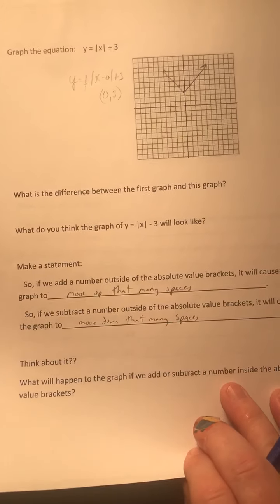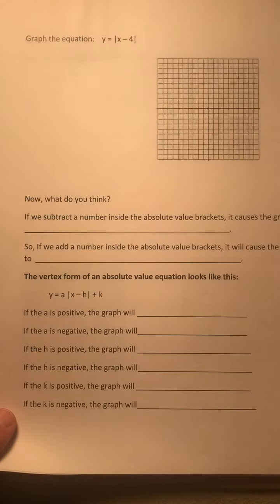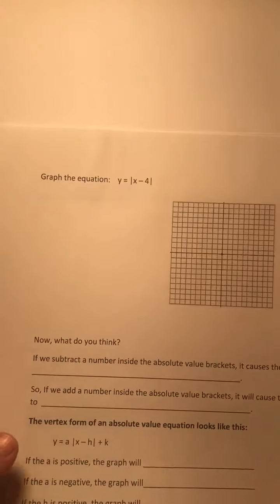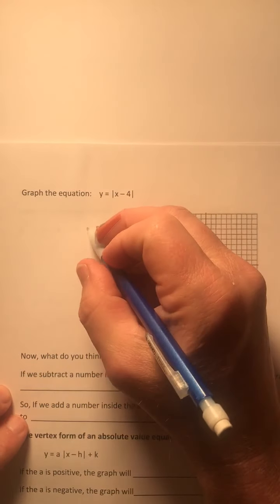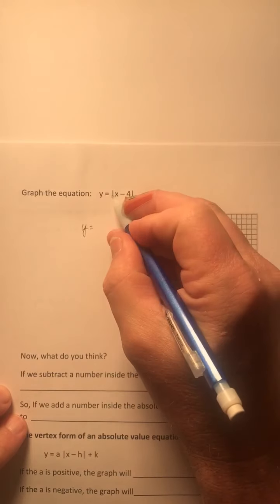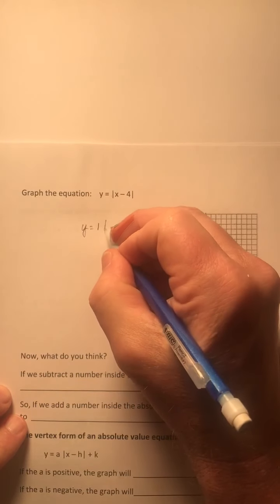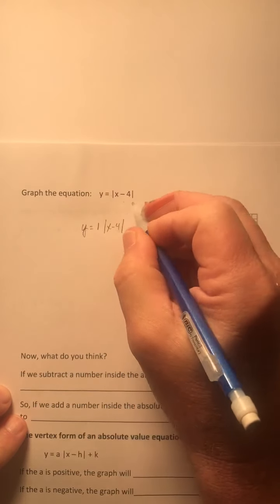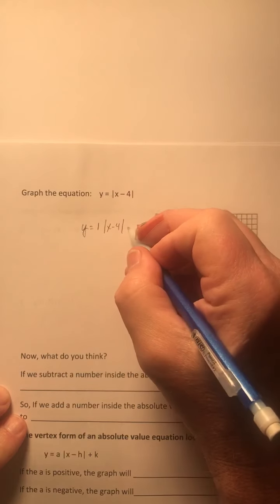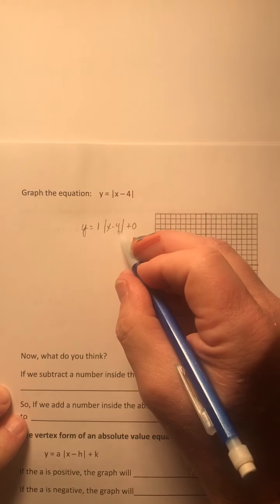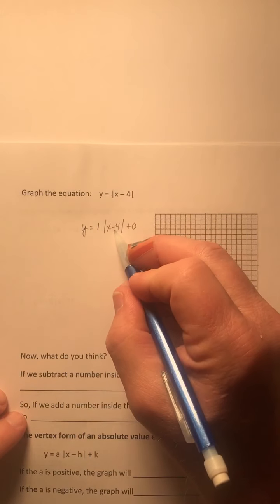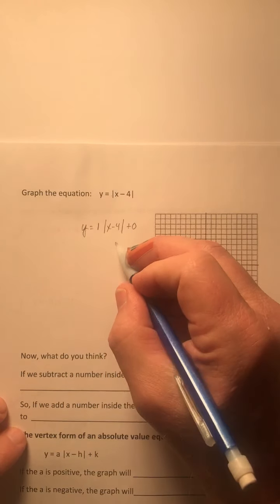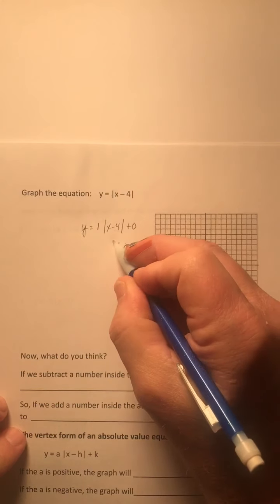So now we'll go to our next one. Now we have a number inside. Changing this into our form gives us y equals, no number outside, so 1, x minus 4, the number's already there, and then no number out here, so we're going to put plus 0. So that means that our vertex, be careful, because remember it's opposite the one in there.